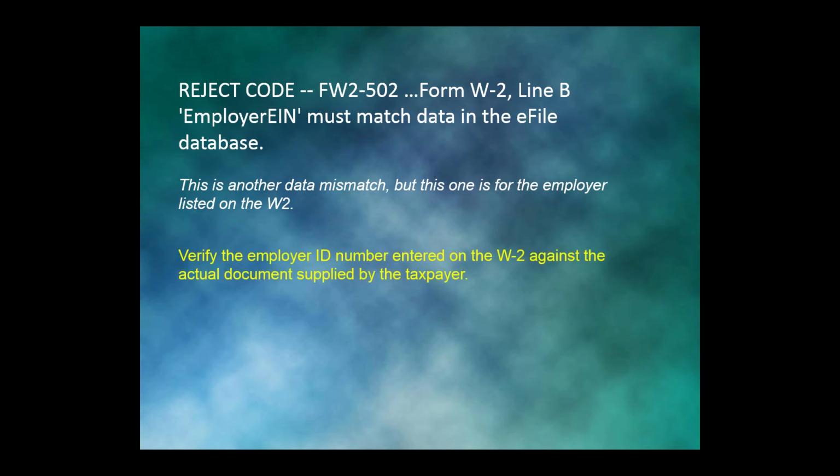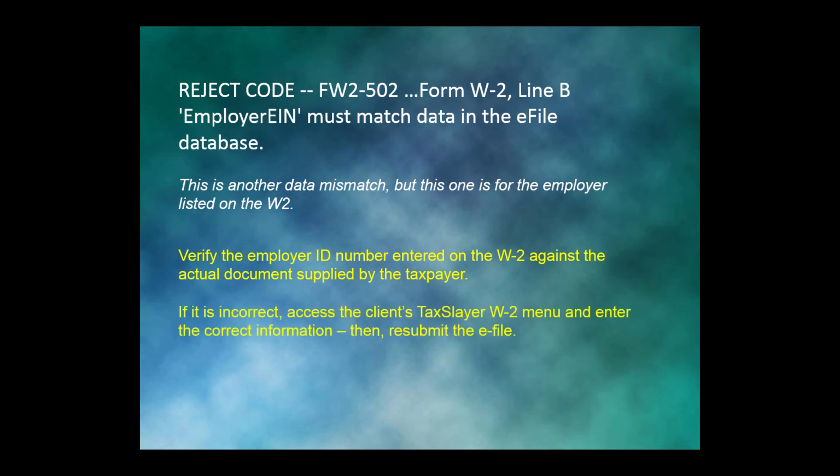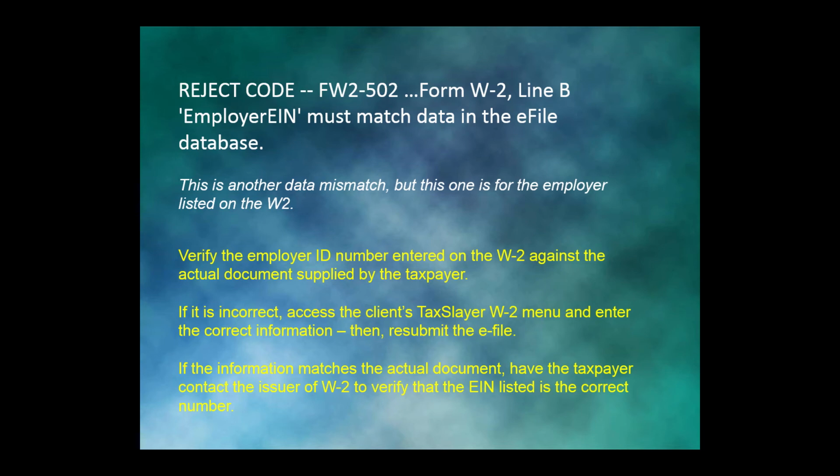You'll want to verify the employer ID number entered on the W-2 against the actual document that was supplied by the taxpayer. If the information is incorrect, you'll want to access the client's TaxSlayer W-2 menu and enter the correct information. Then, resubmit the e-file. If the information matches the actual document, have the taxpayer contact the issuer of the W-2 to verify that the employer identification number listed is the correct number.